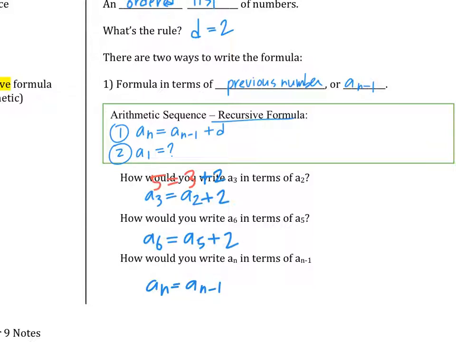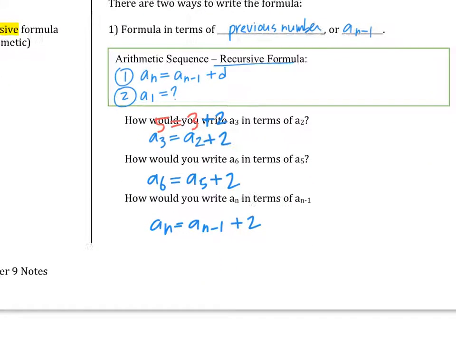The same answer for all three. Add 2, thank you. Okay, but the second part is you've got to tell me what A1 is. A1 is 1. All right, that is the recursive formula. Recursive formula has to do with the previous number. So whatever the previous number is, and then you tell me what to add to get to the next one.